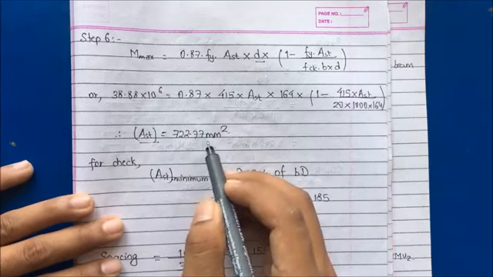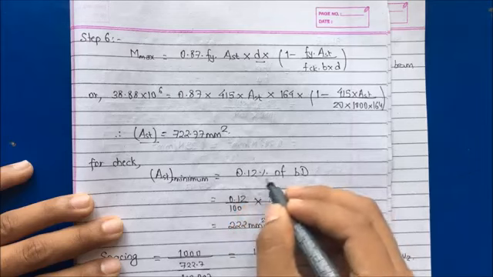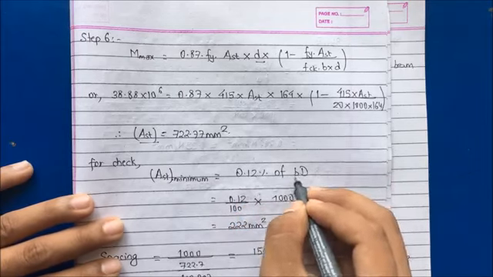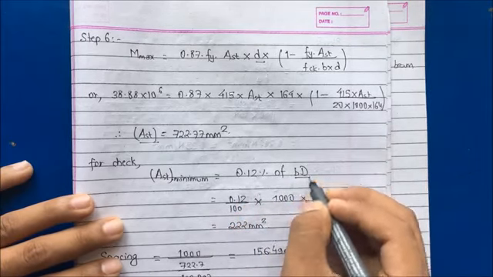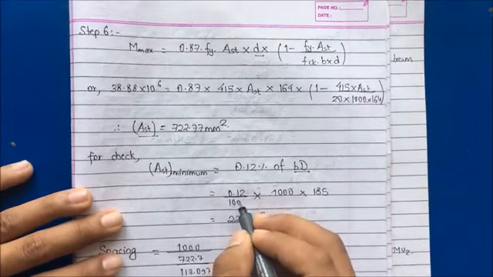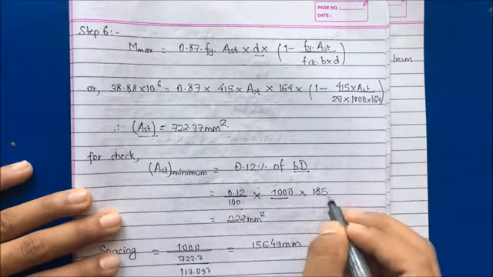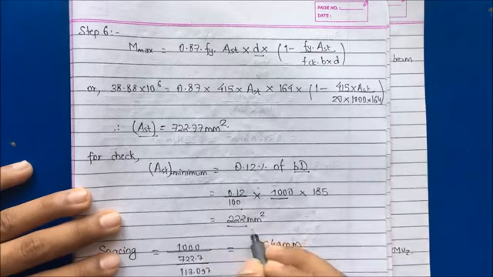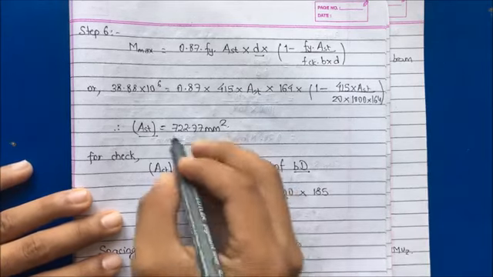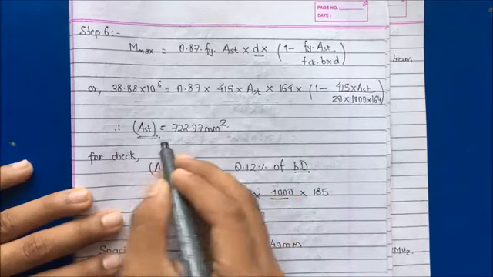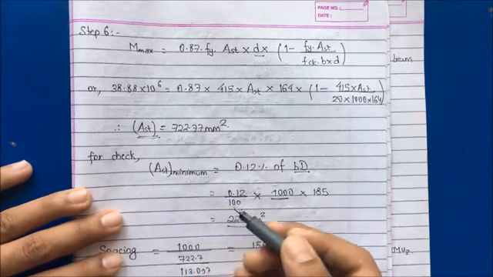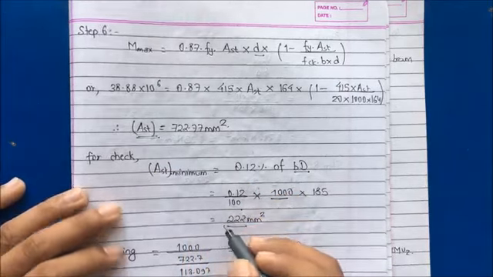Now let us check whether this area of steel satisfies the codal provision or not. According to the code, the minimum area of steel to be provided is equal to 0.12% of the gross area of section. Remember, this is the overall depth. So 0.12 divided by 100 into 1000, this is the unit width, into 185 overall depth. This comes as 222 mm square. So we find that the area of steel provided is greater than the area of steel minimum, so it is also okay.